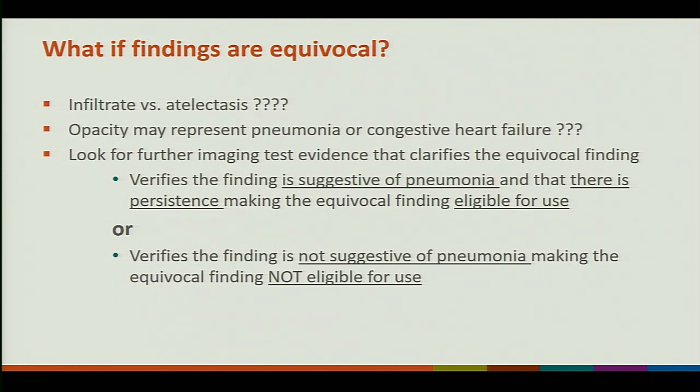You're going to look for further imaging test evidence that clarifies the equivocal finding. You're going to verify that the finding is suggestive of pneumonia and that there is persistence, and that will make that equivocal finding available for use. Or if it verifies that the finding is not suggestive of pneumonia, then you're done. You don't have imaging test evidence of pneumonia.